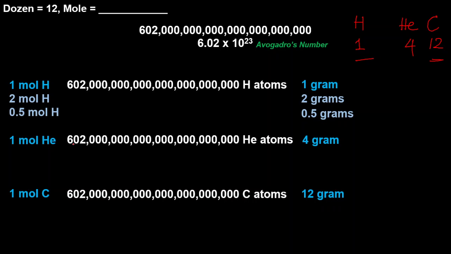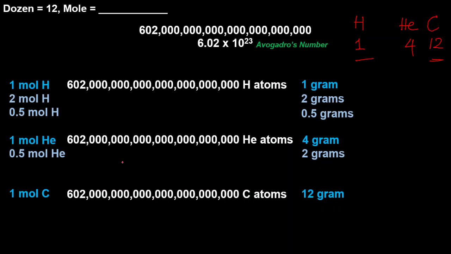Let's go now to 1 mole of helium. Again, 1 mole of helium is 4 grams. What if I have 2 grams? Of course, 2 grams is half of this mass. So it's equal to half of 1 mole or 0.5 moles of helium.